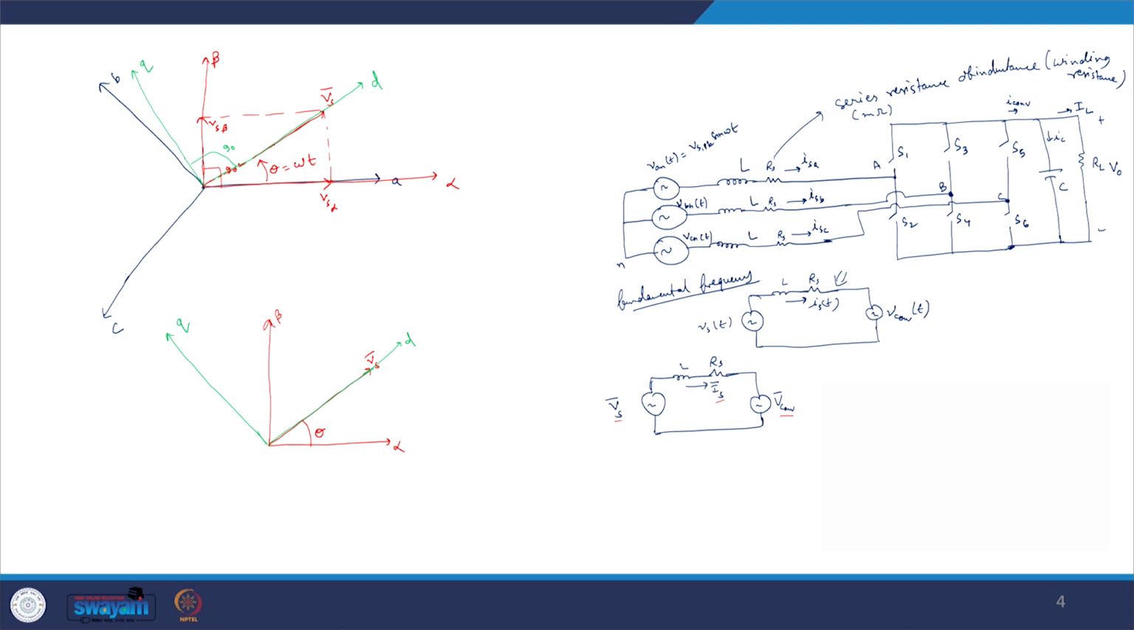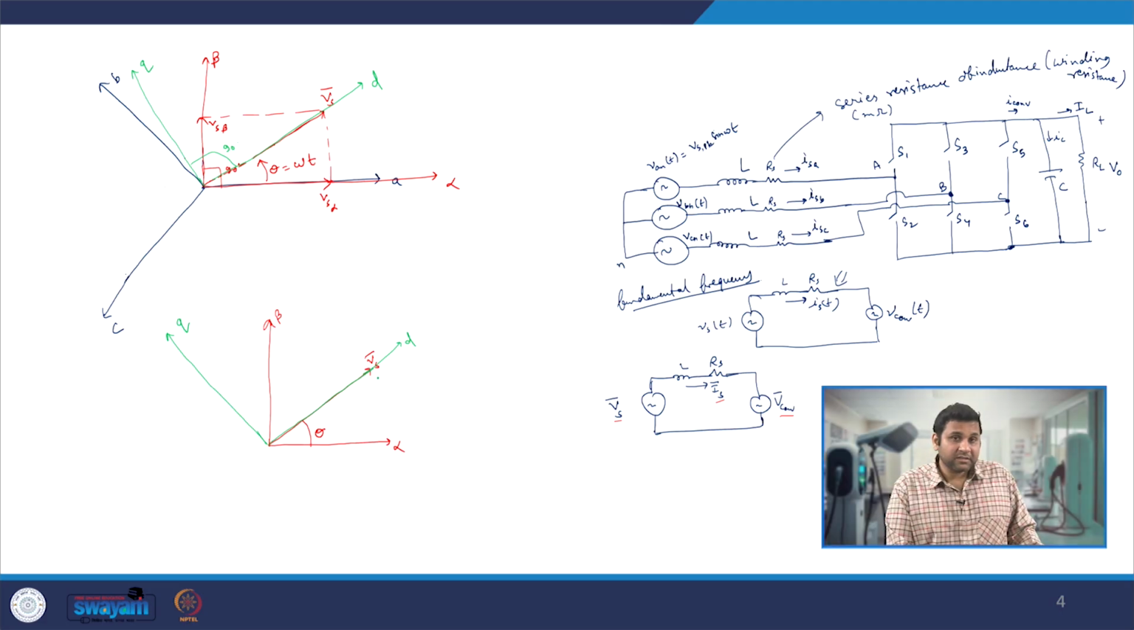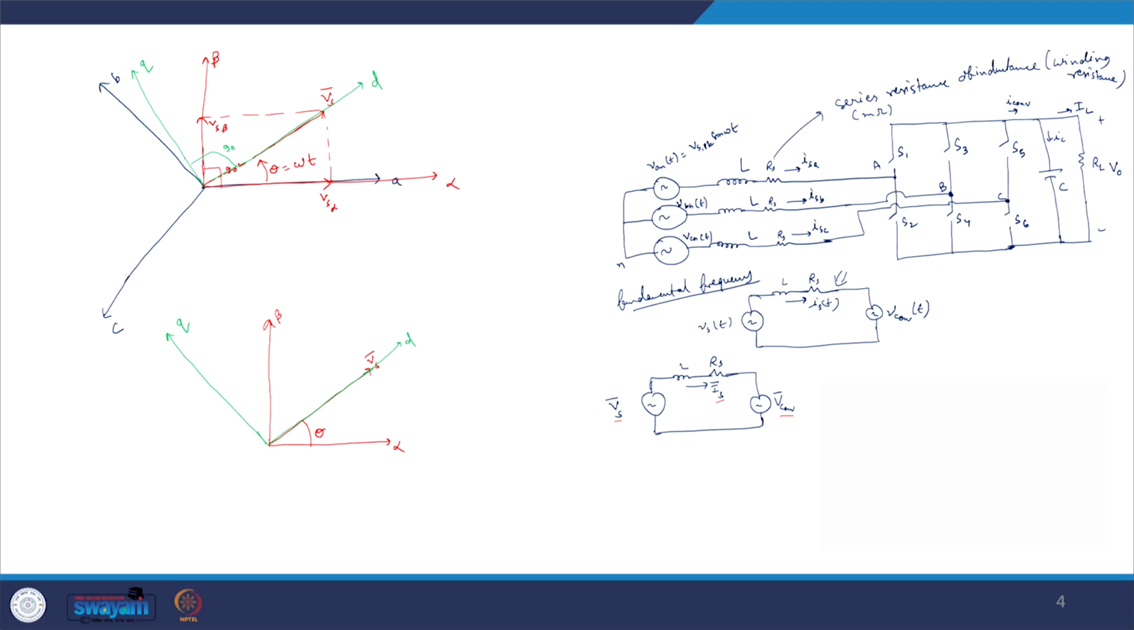That means if we make the d axis align along the Vs space vector, then we can ensure that the component of the Vs space vector along the d axis is non-zero. However, the component of the Vs space vector along the q axis is 0, and if we can ensure that Vsq is 0, that is when we are ensuring that our d axis is aligned along the space vector Vs. This space vector is at theta, which is defined as omega t.